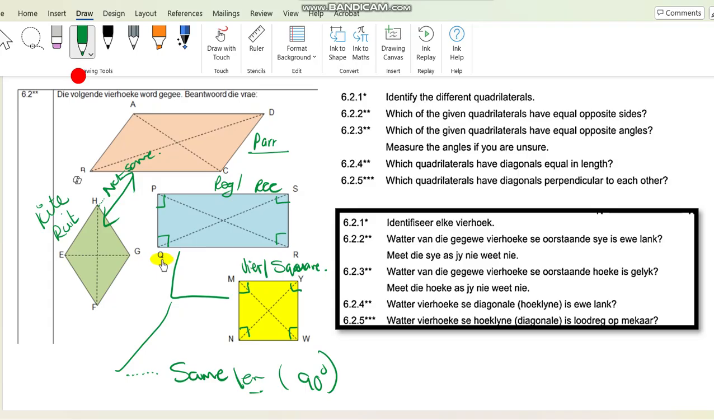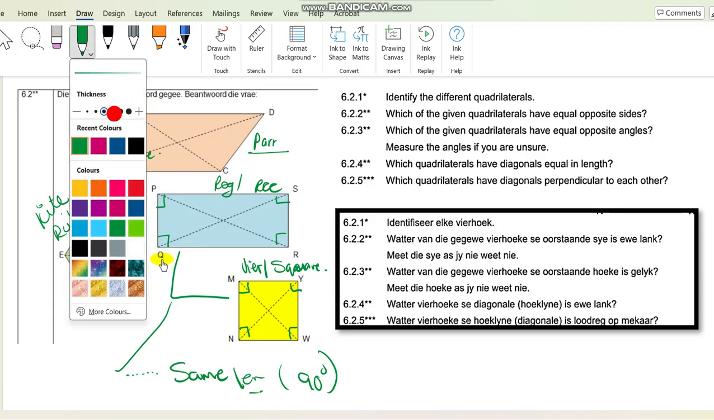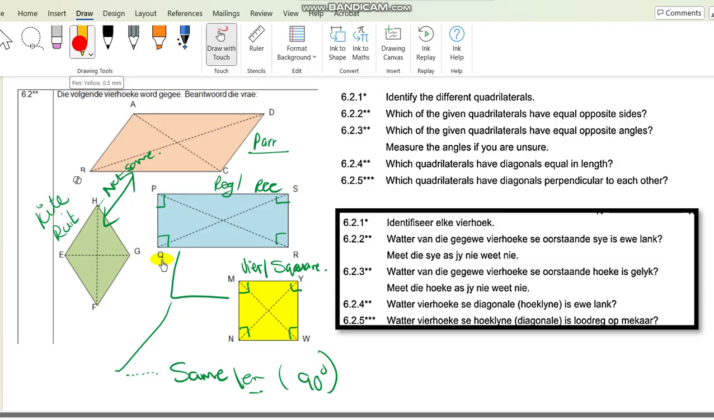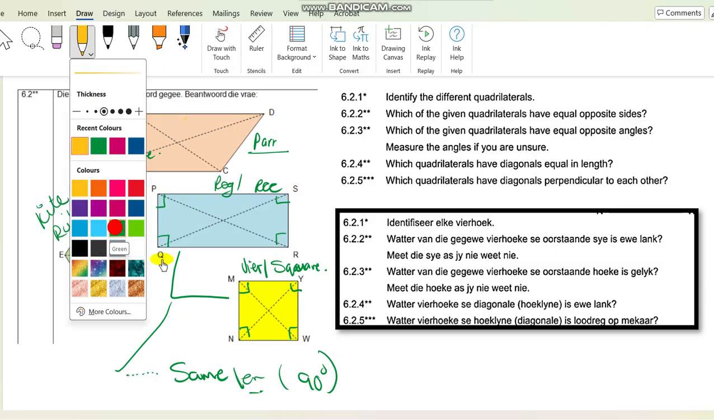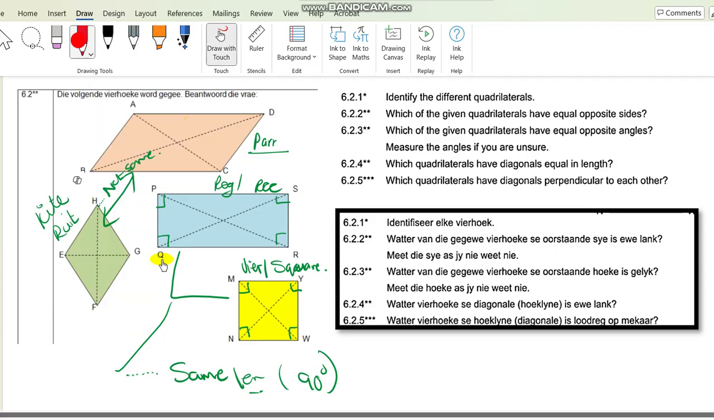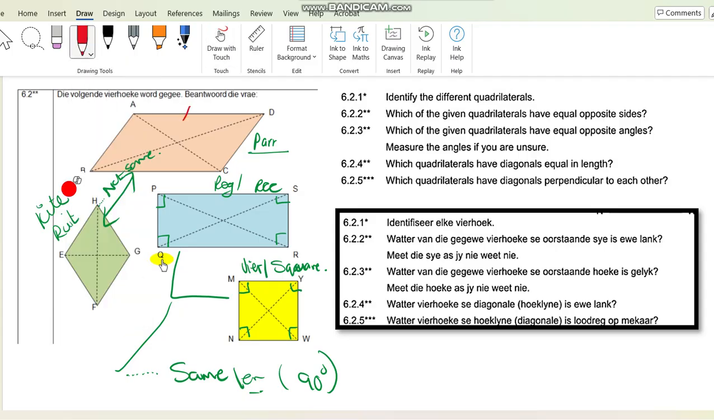Let's see about angles. Let me change the color for my pen. Let's look at angles. Ach, not this. Let me just take another color. Let's make it red. The sides, I mean. These two are the same. And those two are the same. So their corresponding lines, hulle ooreenkomstige lyne, they are equal.